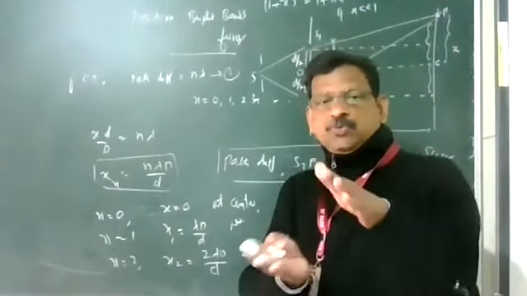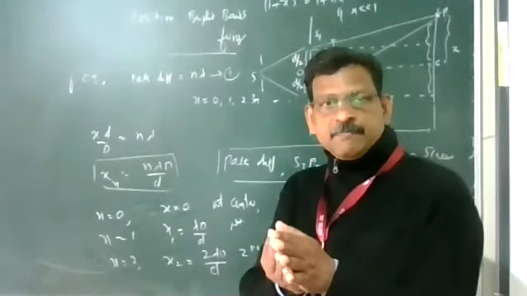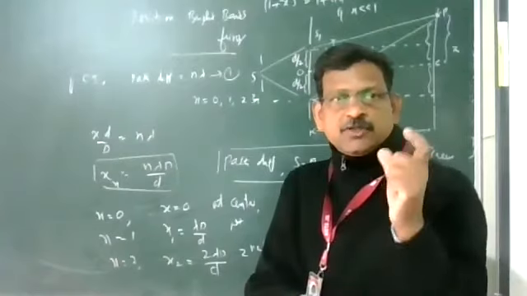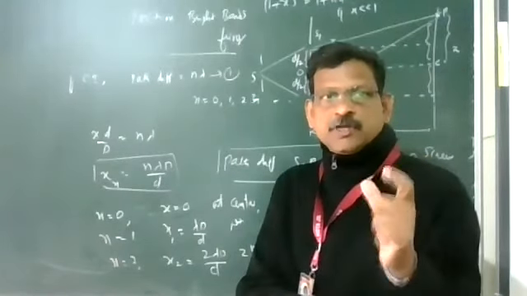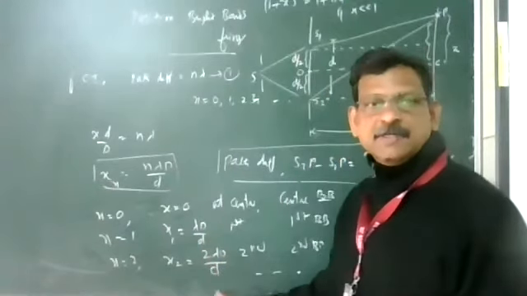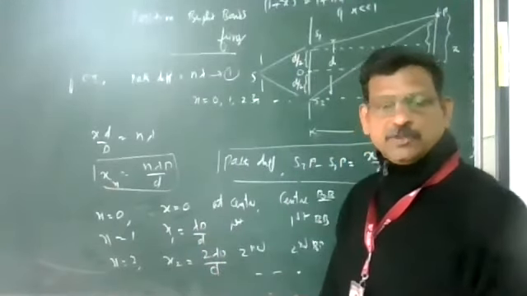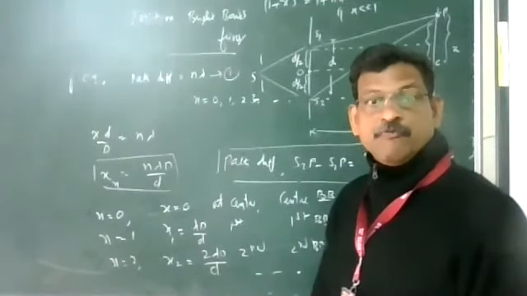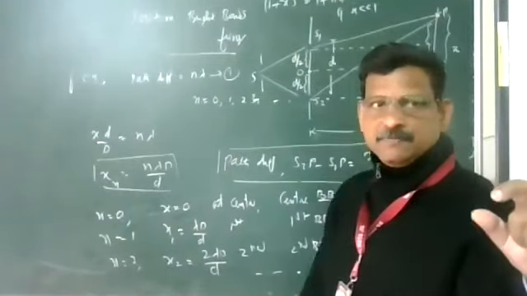And in between two bright bands, there is a gap. In that gap, you will find a dark region. So what is the width of the dark region? The width of the dark region is the distance between two consecutive bright bands. That we call the bandwidth, or fringe width. What is the width of that?